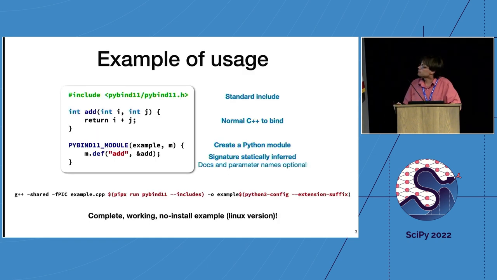Here's a quick little example of usage. Here's just a little function. This is just your C++. And then you can create a module, and then you can just add this function, tell it what name you want to attach it to. You have full control over exactly how it's presented on the Python side, but you're not repeating yourself over and over or re-exporting headers or something like that. And then it can even infer signatures and do a few things like that for you. And you could actually even run this if you want. If you're running Linux, this is the Linux command line. The Mac one is slightly different.